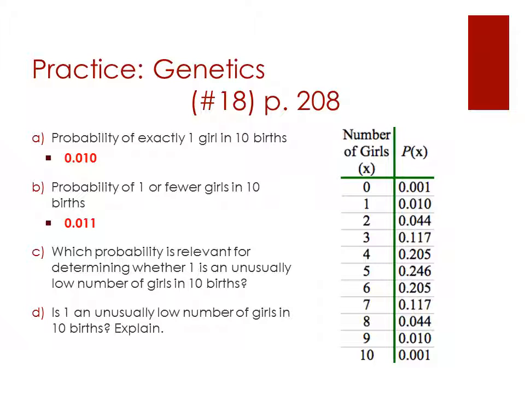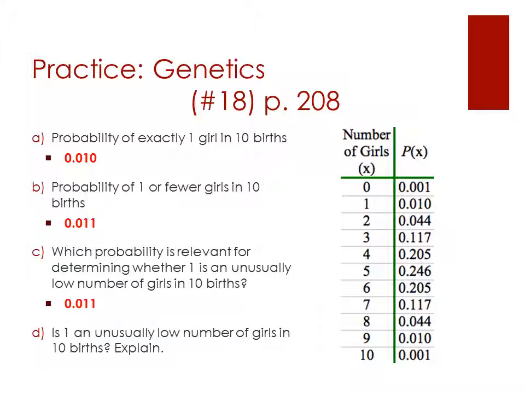So then part C, which probability is relevant for determining whether 1 is an unusually low number of girls in 10 births? Are you using 0.010 or using 0.011? Again, you should be using 0.011 because when we're asking whether 1 is an unusually low number of girls in 10 births, that is going to be the probability of 1 and then added in the probability of any values lower than 1, in this case the probability of 0.